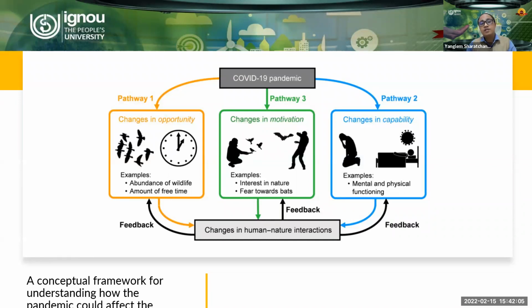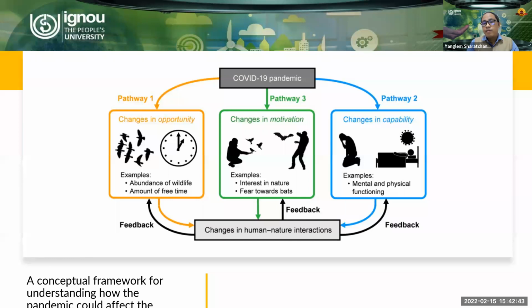One is changes in opportunity, right? For example, abundance of wildlife, amount of free time, meaning environment. When you look into opportunity, the components of the environment, the quality of the environment, improve, right? Then we have an amount of free time. We're able to manage everything, and up to some extent we are able to manage our time and do multiple tasks. Then changes in motive, then changes in capability.